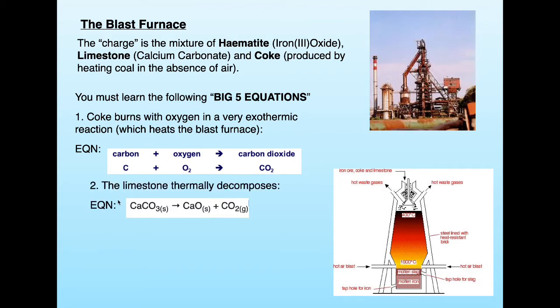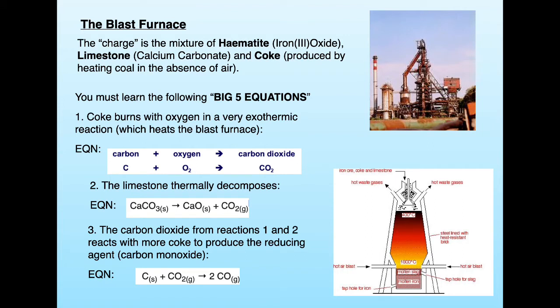At these temperatures, the limestone decomposes, as we've seen previously, to produce calcium oxide, lime, and carbon dioxide. So plenty of carbon dioxide in there. Carbon dioxide from the first reaction and the second reaction reacts further with coke, with carbon, to produce carbon monoxide. And carbon monoxide is going to be the reducing agent of this particular process.